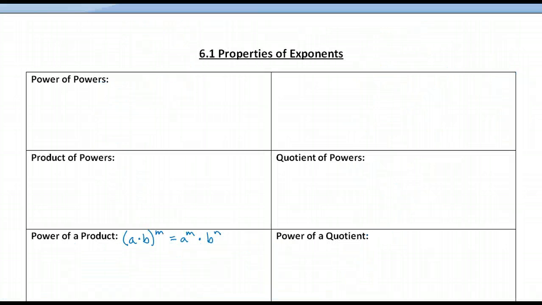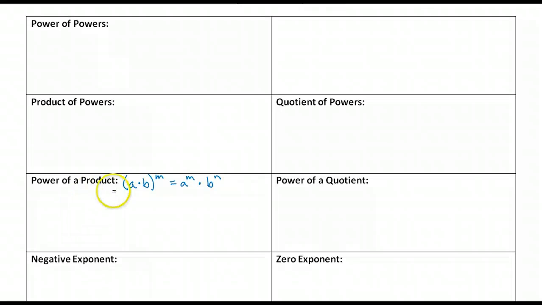When I was going over the properties, I did make one mistake. In the power of a product property, I distributed the m to the a and to the b, but wrote this letter as an n. Make sure in your notes that this second letter is an m, not an n.